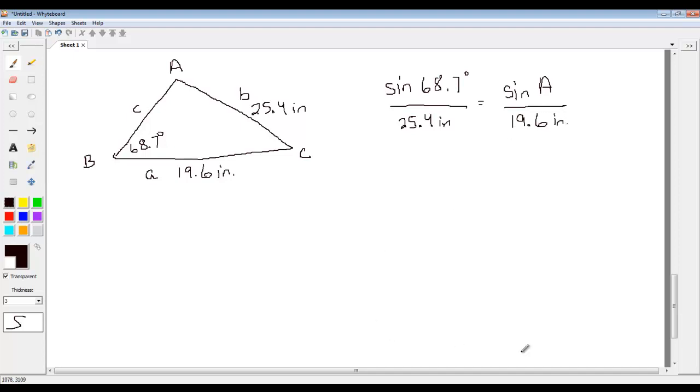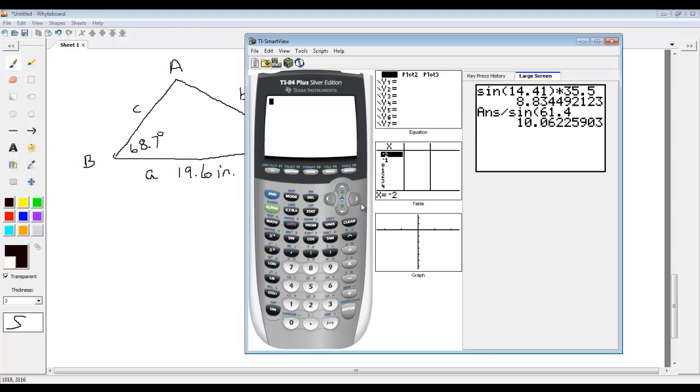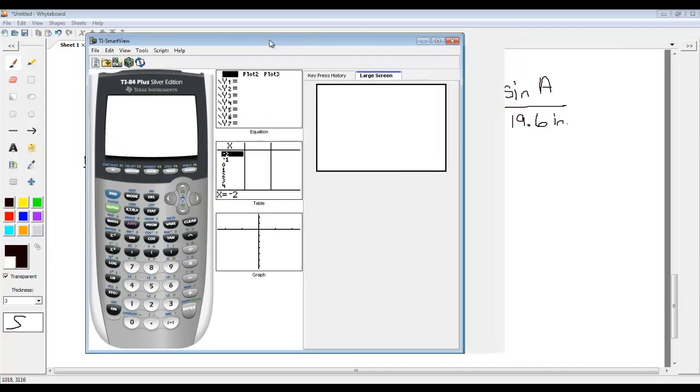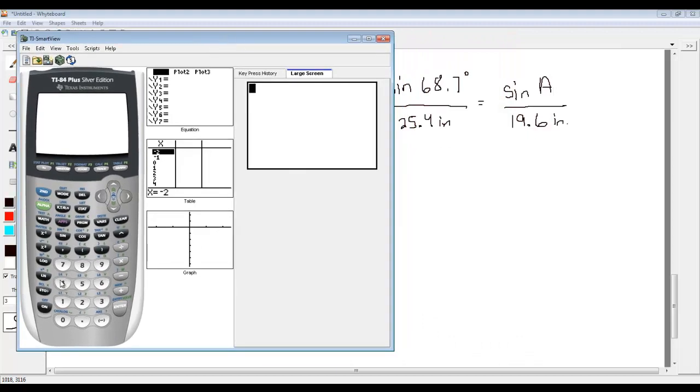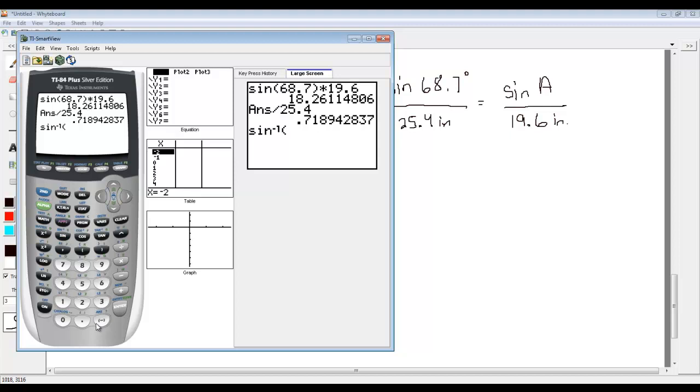Okay, use our calculators. Sine of 68.7 times 19.6, like that, and then divide by 25.4, like that. Now that's what sine A equals. And if you go and do the inverse sine, then you get the angle. So might as well round it to 46 degrees.